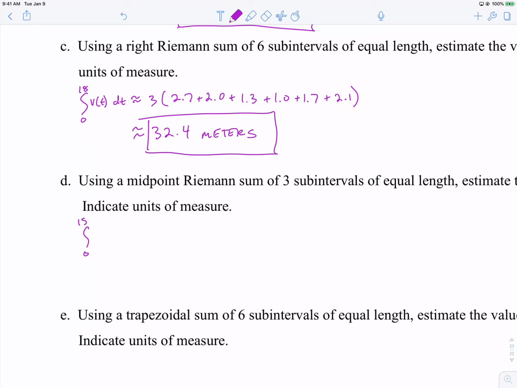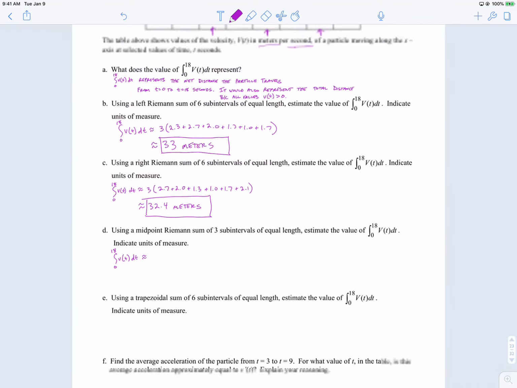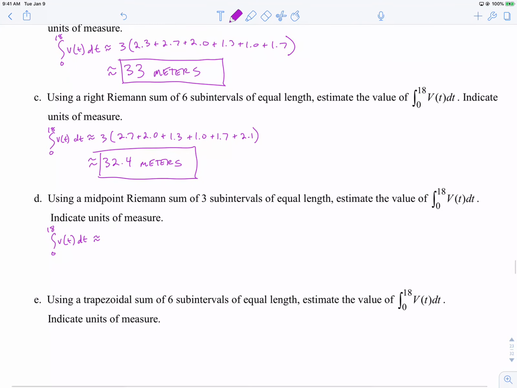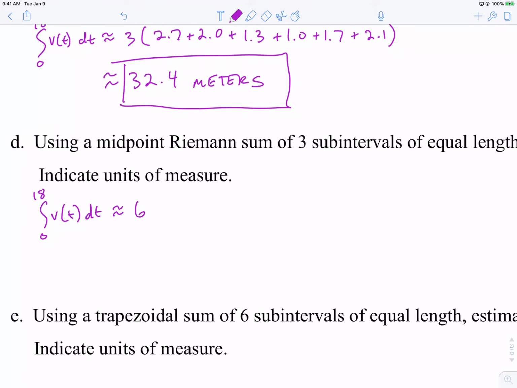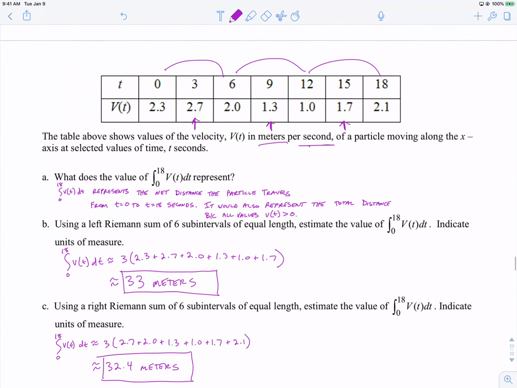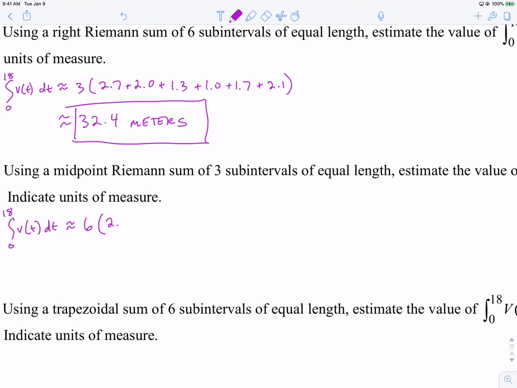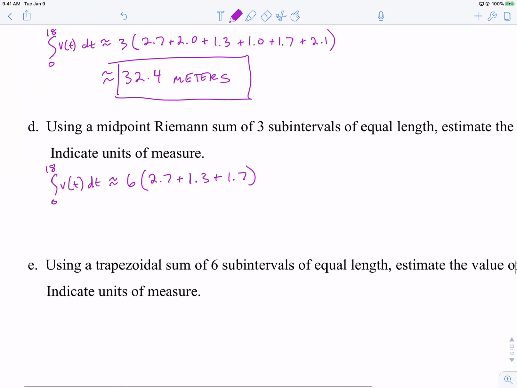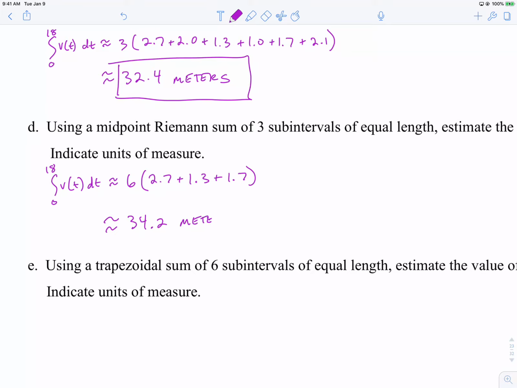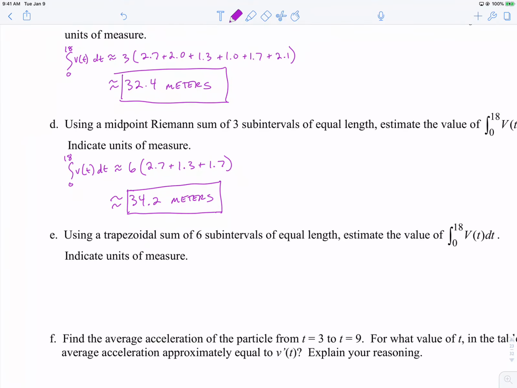So from 0 to 18 can be approximated as, now the width of these rectangles are now 6 units long, times each height, and that's the height of the midpoint, so it's going to be 2.7 plus 1.3 plus 1.7. That's going to work out to be 34.2 meters. These are all different approximations of the same area under the curve.